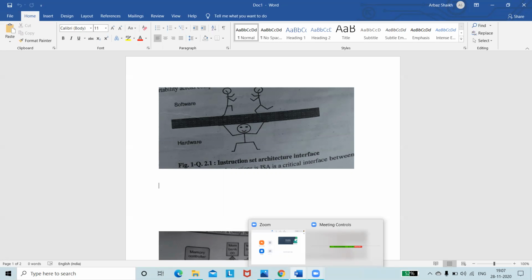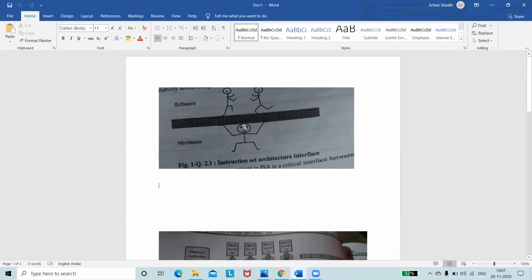So you can say that in the diagram you can see software and hardware, and the instruction set architecture is the interface between them. That is the most important abstraction, a critical interface between hardware and software. The properties it describes are as follows: functionality is addressed from the software side, and efficiency is addressed from the hardware side. Some properties belong to software and some belong to hardware.